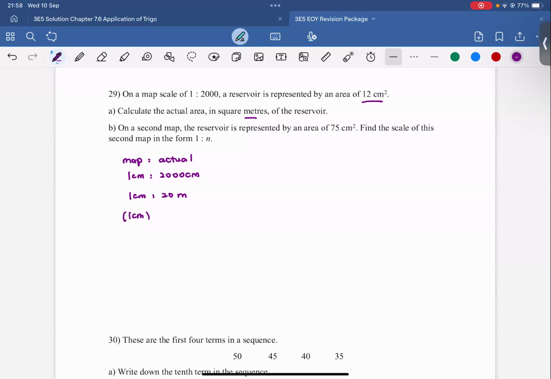So 1 cm square is actually 400 meter square. So the question says 12 cm square, so times 12, 4,800 meter square. So that is the answer for part A.